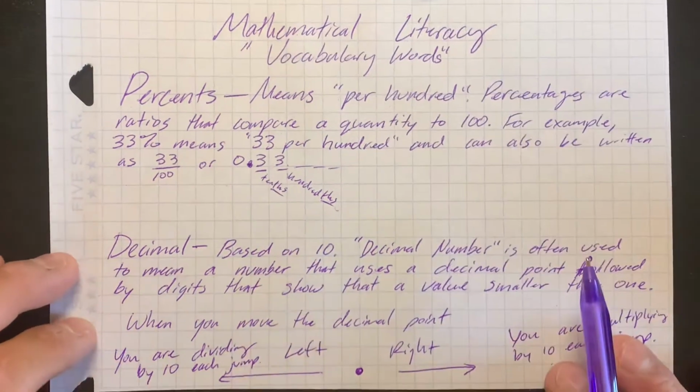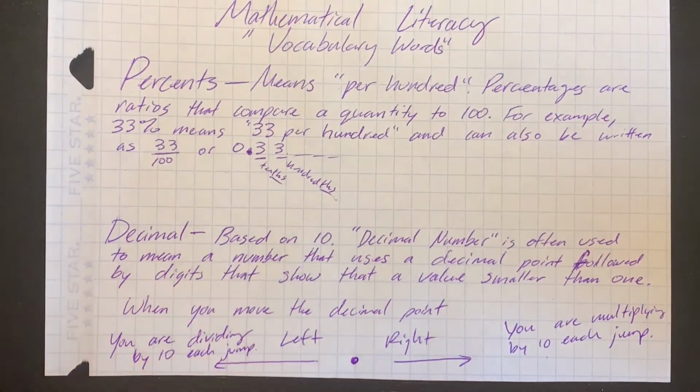Now, again, a decimal number is in a base 10 system. So we're talking about a number that uses a decimal point followed by digits that show a value smaller than 1. So remember, decimal numbers are smaller than one whole number. We're talking about smaller numbers, less than 1.